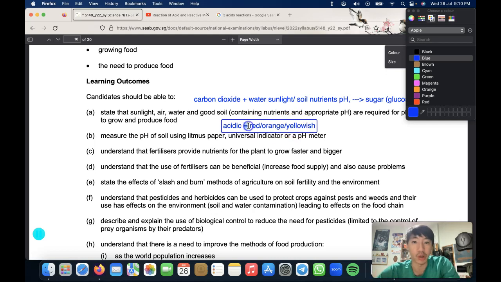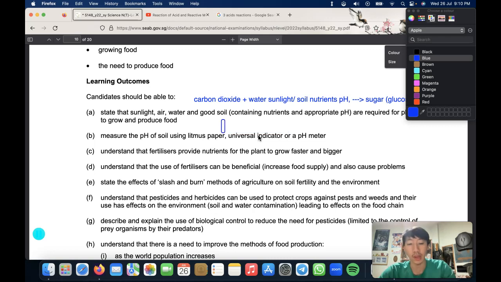Then what if it's neutral? Neutral is pH 7. What color do we see for the universal indicator? That's right, you will see green. So the default, when it's neutral, it should always look green. Some of them will look a bit brown, but it's called a brownish green.